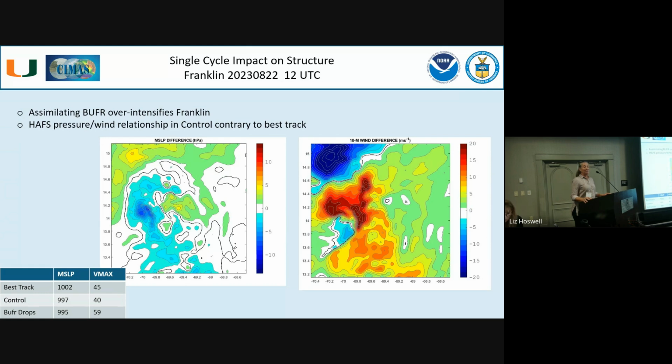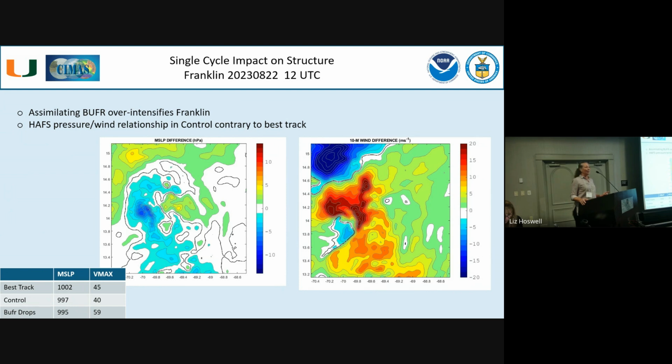And so it was surprising to me to see that there was such a dramatic difference in the near surface structure of the storm by assimilating buffer data. As you can see, this is the difference between the buffer and TEMP DROP, and you can see some of the difference is due to a shift in position, but you can see that assimilating buffer definitely over-intensifies Franklin.